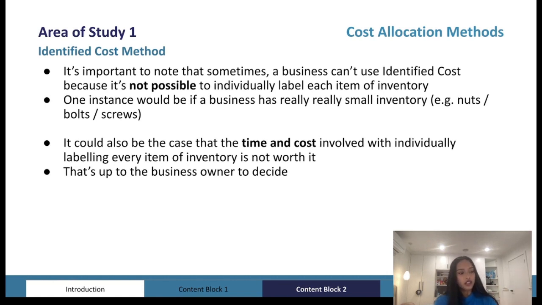However, even though the method is very, very accurate, sometimes it's just not possible for the business to use identified cost. So, for example, if a business has inventory that's really, really small, for example, a hardware store, like Bunnings, but obviously a smaller version. Bunnings is a huge, huge store. Think of a small business that sells drills and drill bits, and nails and screws and nuts and bolts.